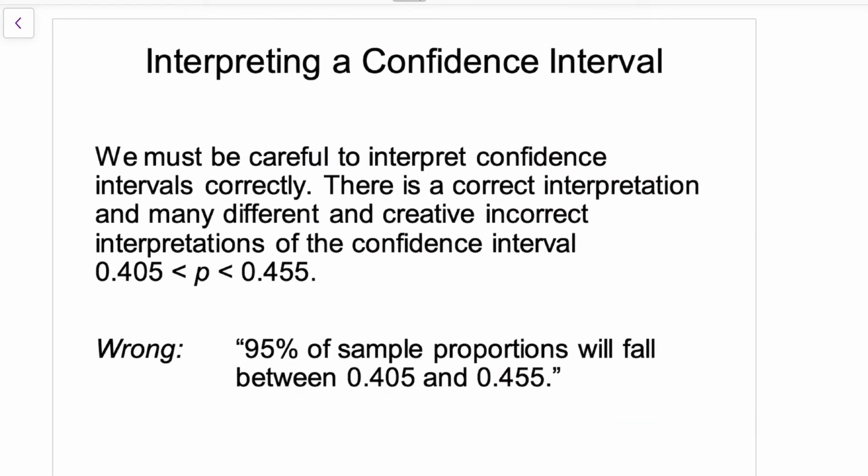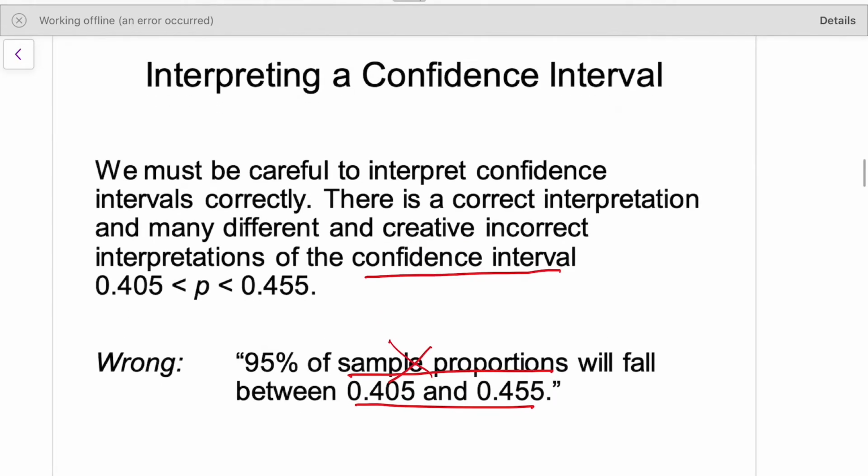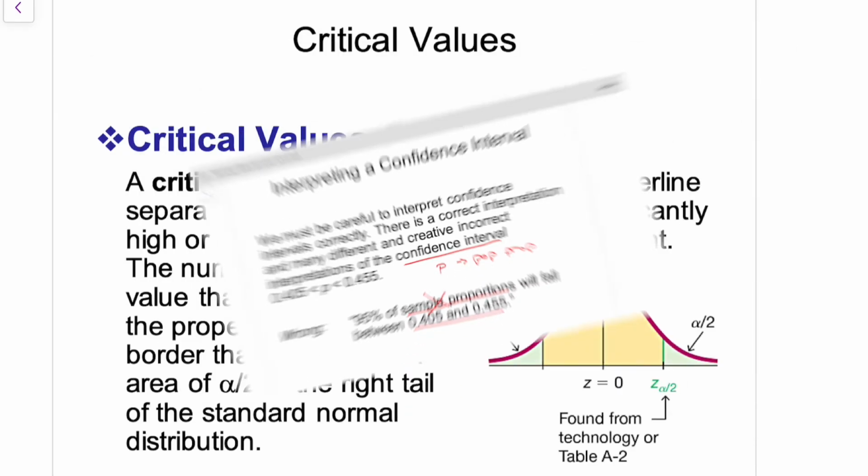Another incorrect way is to talk about sample proportions. The wrong way to think about this is that 95% of other sample proportions will fall between this. Our confidence interval really does nothing about sample proportions. Our confidence interval should tell us where our value of p, the population proportion, should fall. That's really what we're looking to do.